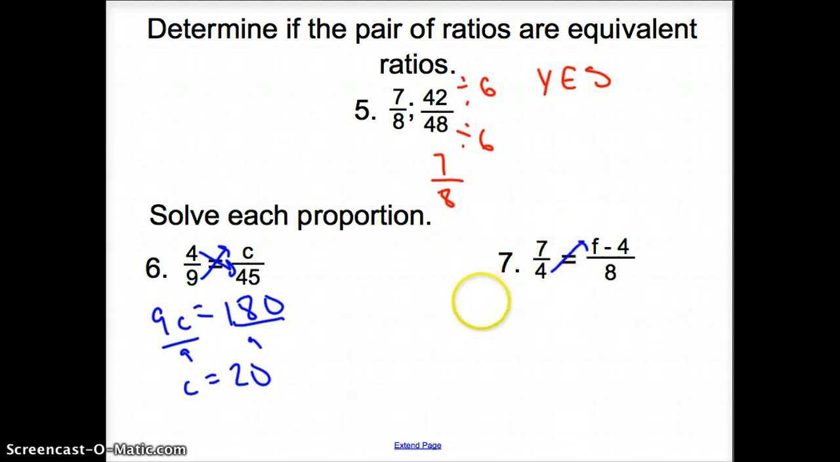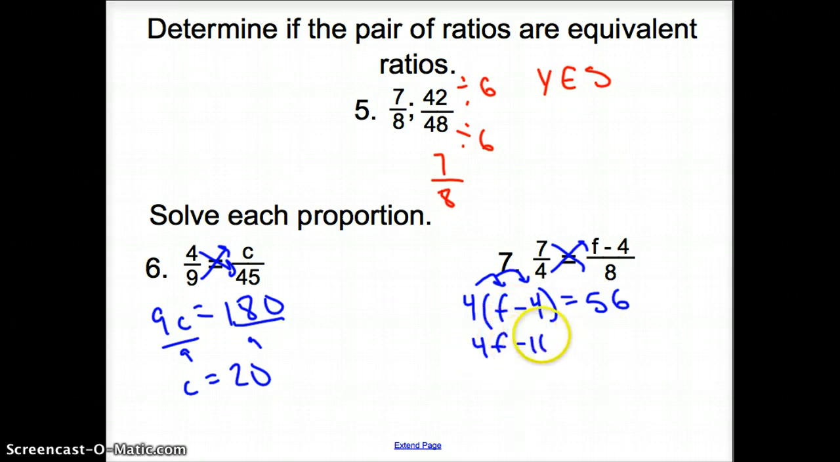Now careful here, I know there was a problem like this yesterday, but we're going to try it again. And I'm going to write this whole thing out. So when we cross multiply here, we can still cross multiply, even though it's f minus 4. There's going to be just one more step. Let's go ahead and put 4 times f minus 4. And that's going to equal 7 times 8 is 56. Now we distribute this 4 to both things inside the parentheses to get 4f minus 16 equals 56.